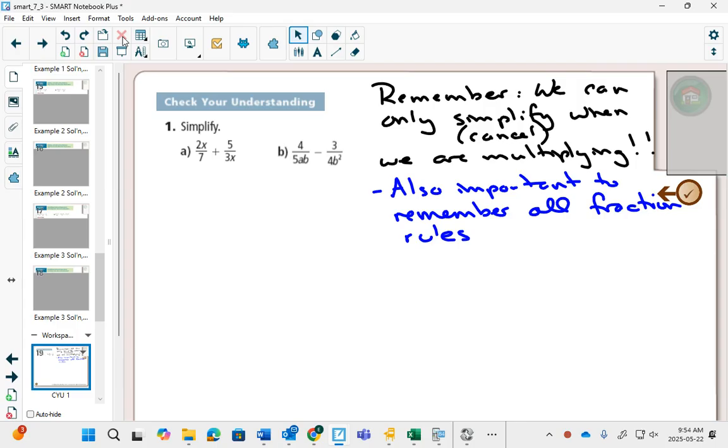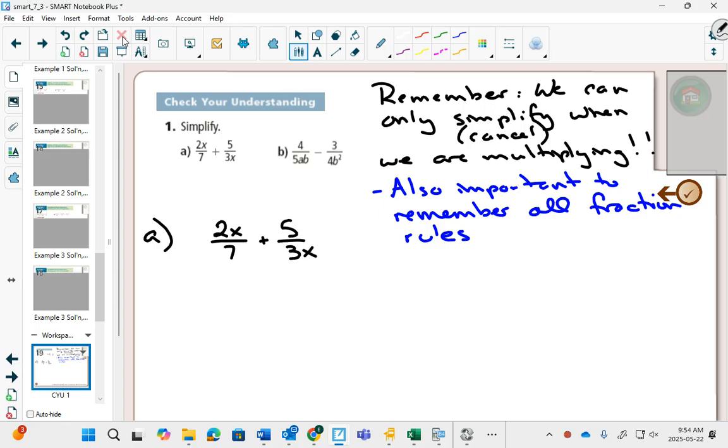So, also important to remember all your fraction rules. What are we doing here? We're adding fractions. How do you add fractions? Well, you need a common denominator. So I have 2x over 7 plus 5 over 3x.